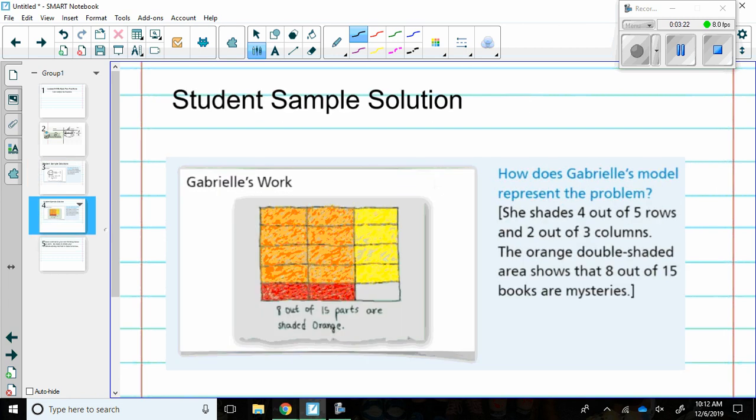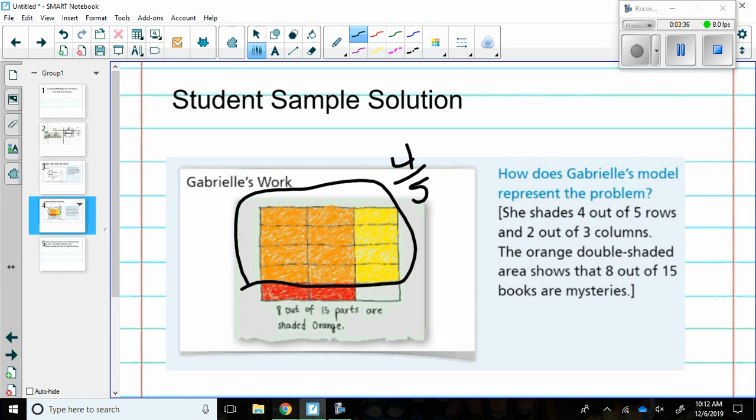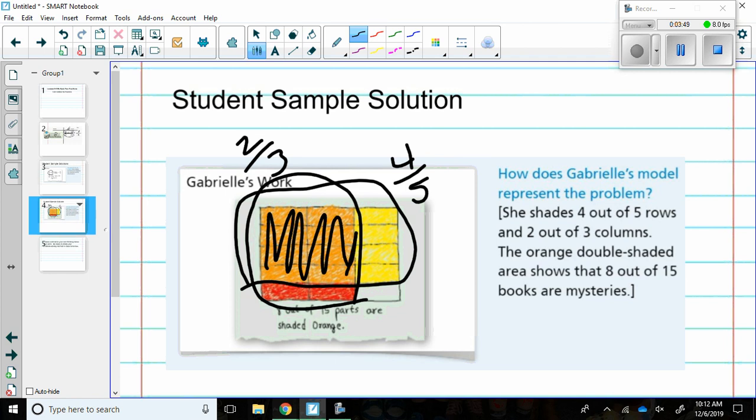The next student is Gabriel. Gabriel did a graph. It said she shades 4 out of 5 rows. So she made this graph. This is her 4 out of 5 rows, which would be 4/5. And then she shaded 2 out of 3 columns. That's her 2/3. And to get the answer is the orange squares, which was a total of 8. So she had 8 shaded squares out of the total 15 in the problem.